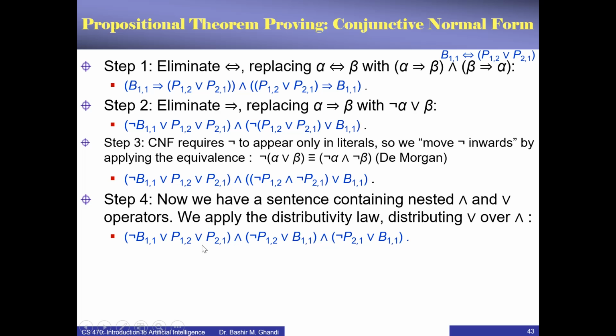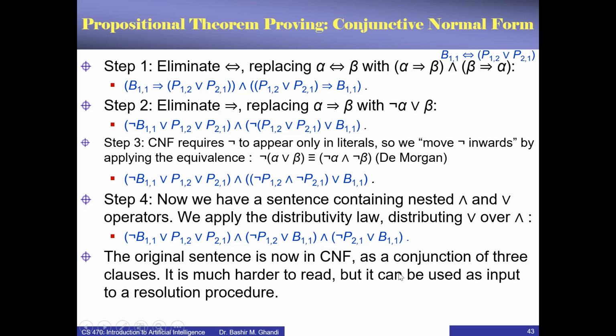So no change in this first term, but here we apply this OR B1,1 across the bracket here, so it's going to be not P1,2 or B1,1 and not P2,1 or B1,1. This is based on the distributivity law of this OR over this AND. And now if you notice, all our terms are disjunctions. So they are clauses, and therefore they are in a form that we can apply the resolution rule.